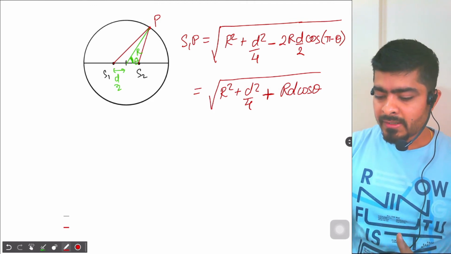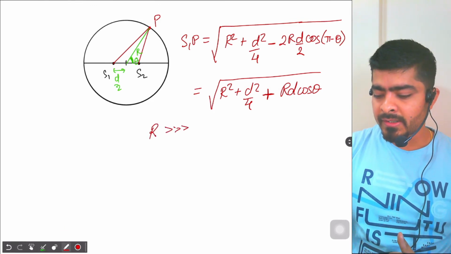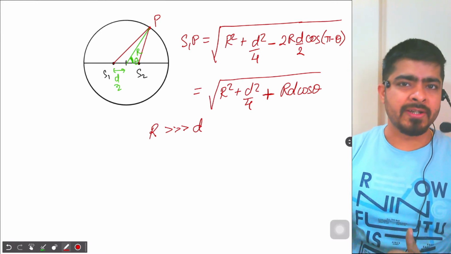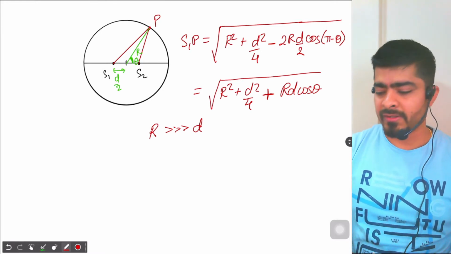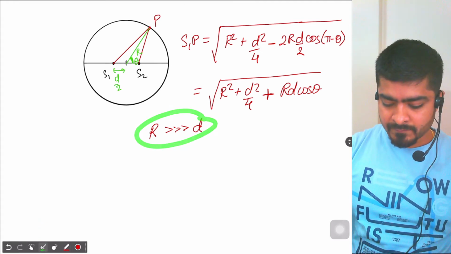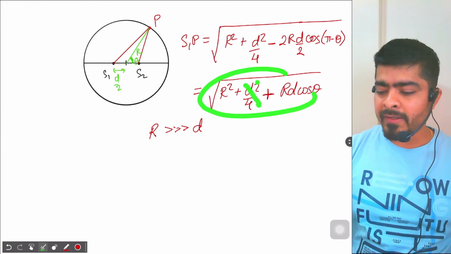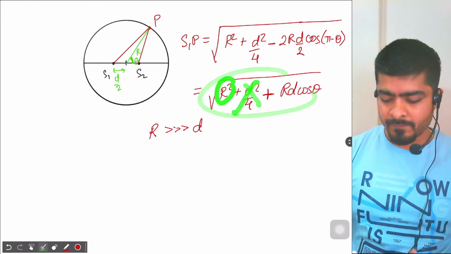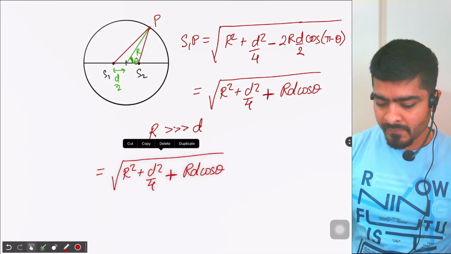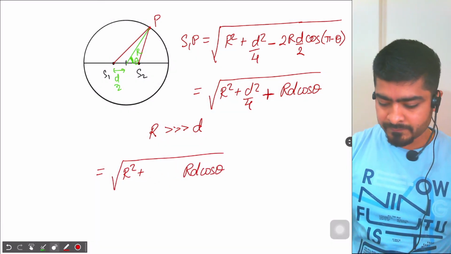Let r be much greater than small d. We are using a special case because we need to just find the general solution for this. So in this formula we can ignore this d square by 4 in front of r square. Let's write this formula again, and we ignore this d square by 4.